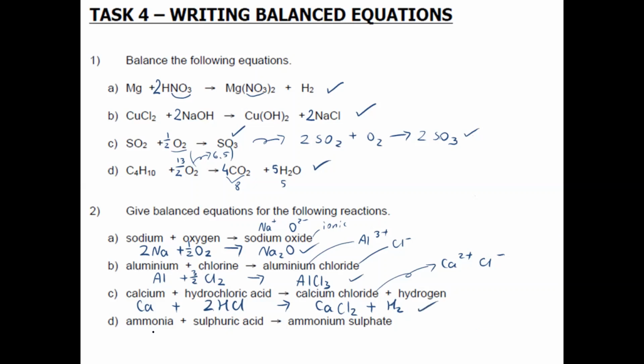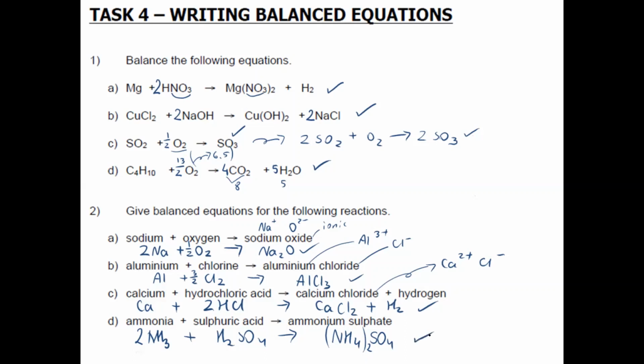Next, ammonia and sulfuric acid. Ammonia is NH3, sulfuric acid is H2SO4, and you get ammonium sulfate. Ammonium is NH4, and it's a plus, and sulfate is SO4, and it's a 2-. So NH4 is 1+, SO4 is 2-, so I needed to double the NH4. Now I need to balance it. Because there were 2 NH4s, I need 2 NH3s. So I've got 2 nitrogens, that's fine. I've got 2 times 3, 6, 7, 8 hydrogens. 2 times 4, 8 hydrogens on the right.